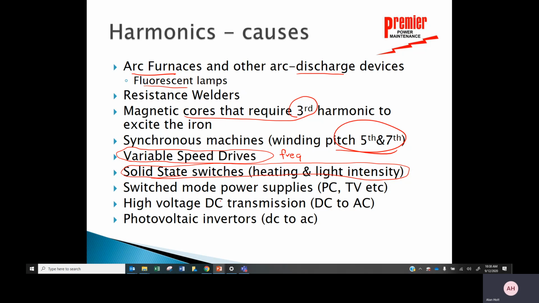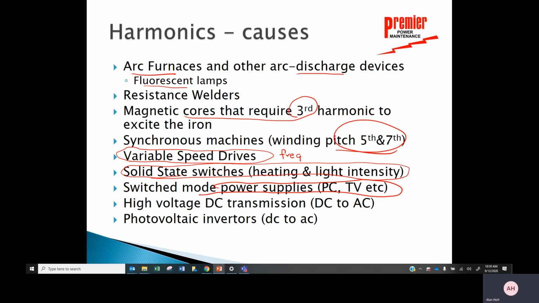Switched mode power supplies. Okay, we talked today about how we buy energy efficient devices. And we have laptops, we have computers, we have TVs that we call energy efficient. Well, they do that by switching solid state wise inside. Switch mode power supplies for PC and TV.